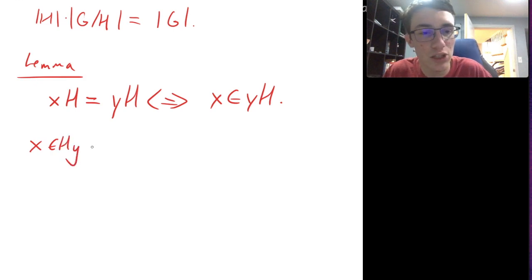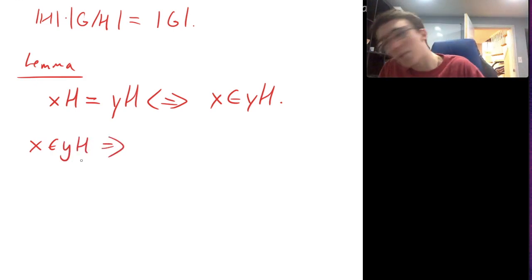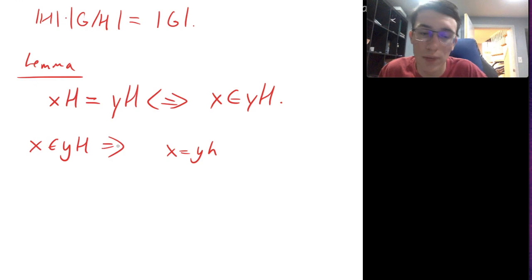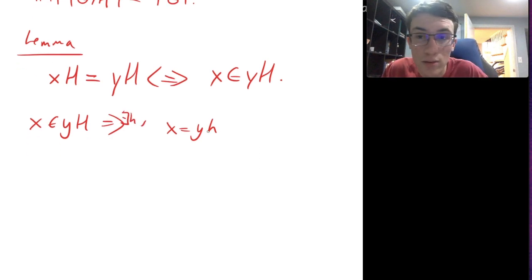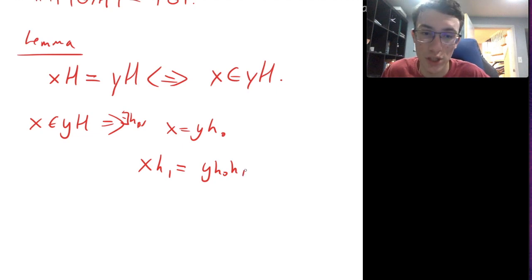If x is an element of yH, then this implies that x equals yh0 for some h0. And then we can use inverses. Now we're going to show that any element of xH is in yH. So let's look at another element of xH, xh1. Then xh1 is equal to yh0h1, which is y times h2 for some h2, which belongs to yH, so that's pretty good.